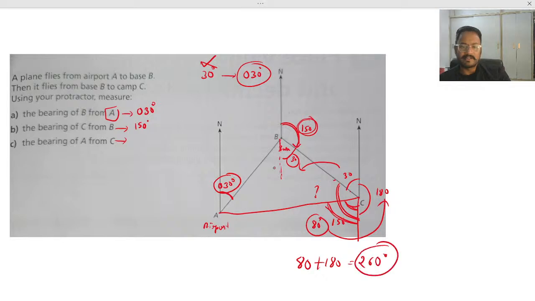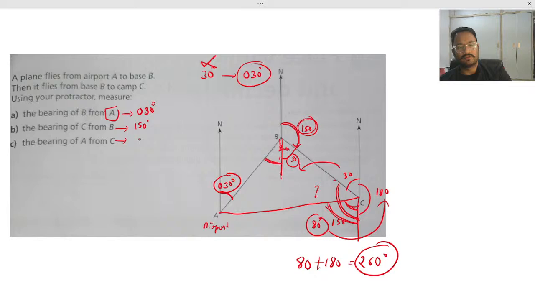INSEA is telling that this angle should be 60 degree, but INSEA, we cannot take this angle as 60 degree. If this is 30, we do not know that this angle is 30 or not. You are assuming it as 30, but it is not 30. So we cannot get the exact answer without a protractor here. Okay. Anyway, so the approximate answer will be 260 degree.